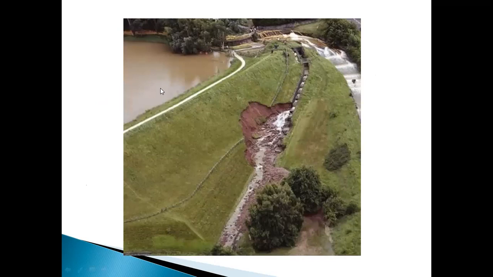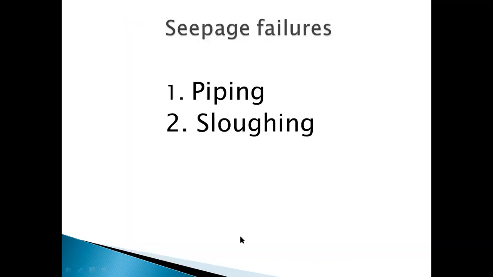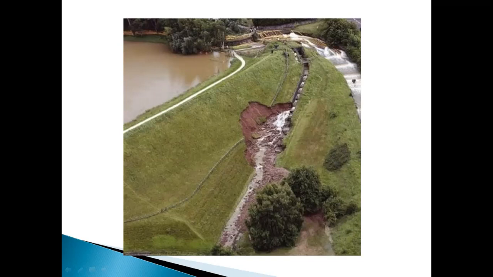This is the upstream side, water is seen, no? This is the upstream side. This is the downstream side. So due to heavy rainfall or any other reasons, the downstream is eroded. Here it is eroded. Soil is eroded and water is flowing downstream. So this is the toe erosion. So these are the different types of erosions due to hydraulic failures.